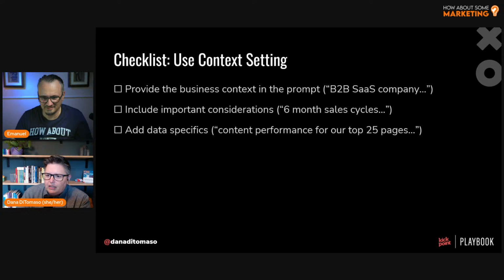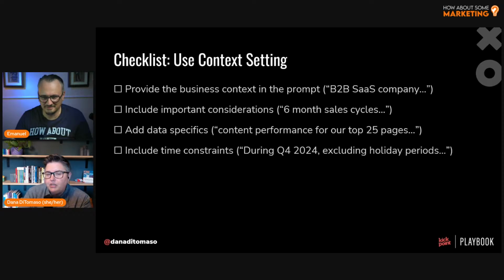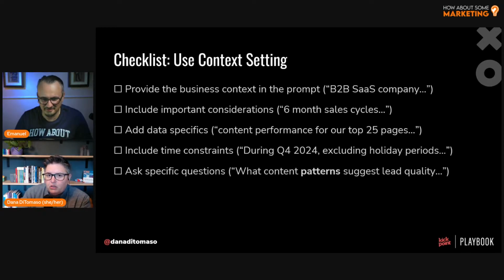And then also add data specifics. What exactly are you giving it? This is content performance for our top 25 pages, for example. Include time constraints as well. Make sure to say that this is from Q4 2024, and we're excluding holiday periods, so we're not dealing with the Christmas period, for example. And then also ask specific questions. What content patterns suggest lead quality, for example? So really trying to be as specific as possible in the information that you provide.